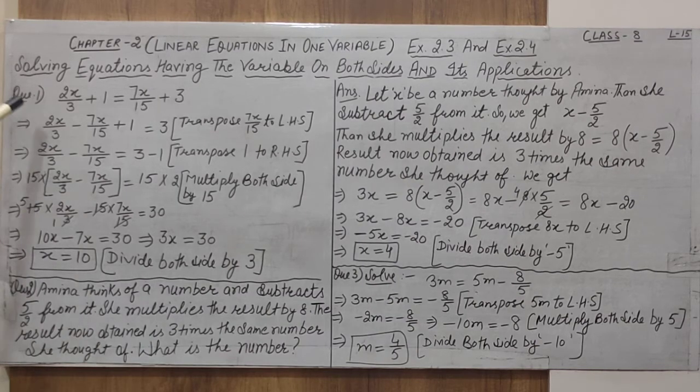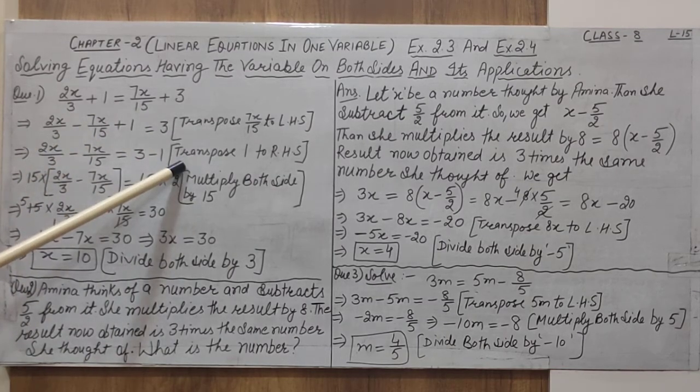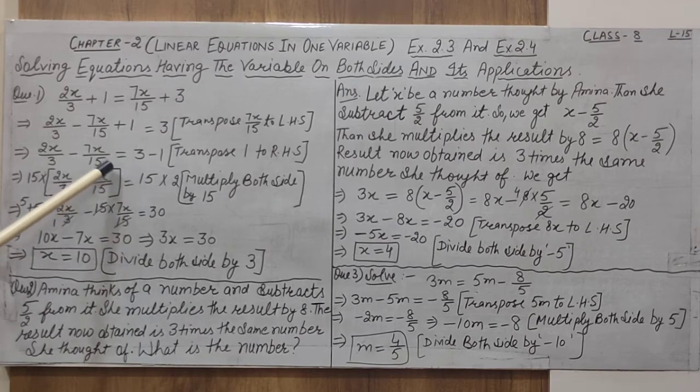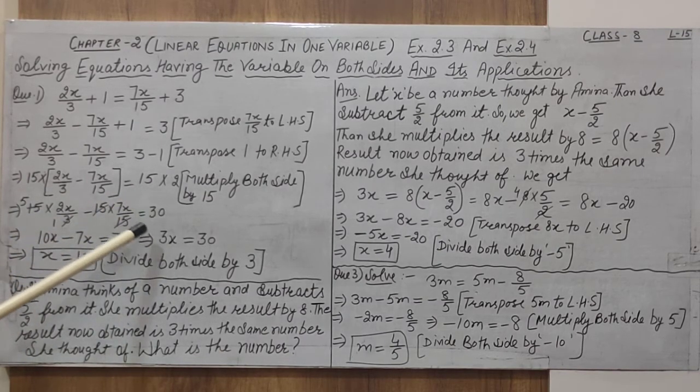So what we have done in this question: first, collect all the x terms on one side and all the constants on the other side by transposing. Then to remove the denominator, select the greater one, because 3 is a factor of 15 and 15 is greater. That's why both sides are multiplied by 15. By this method, we remove all the denominators and we get the value of x.